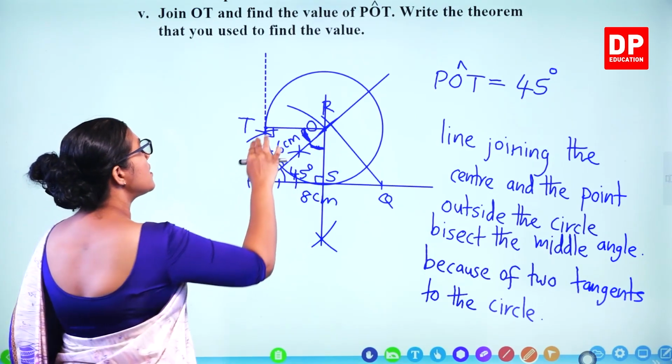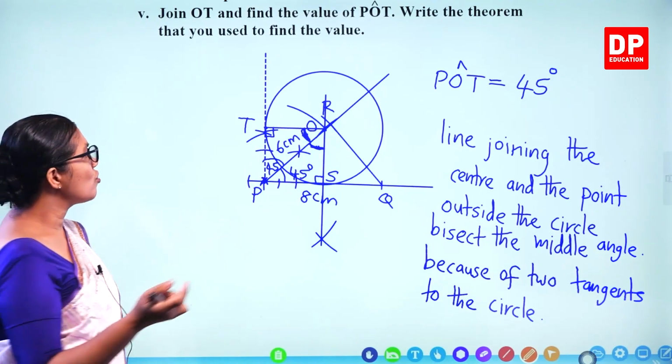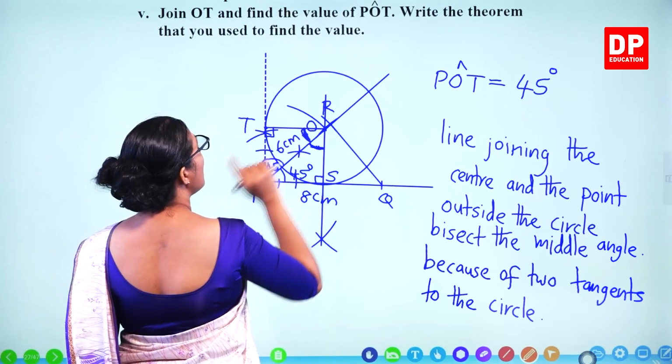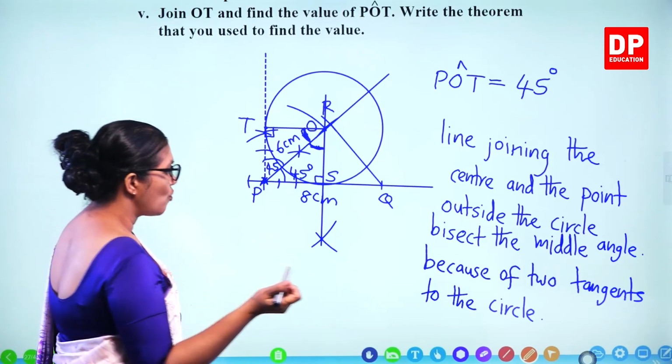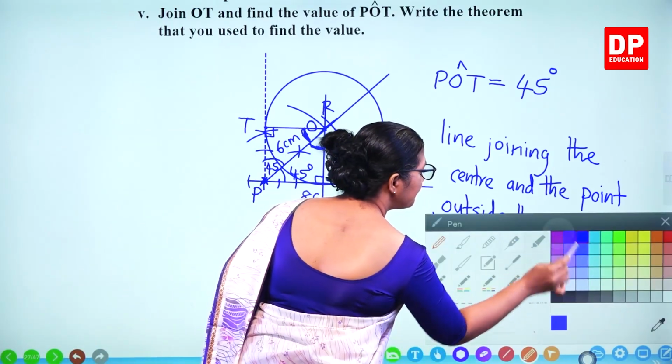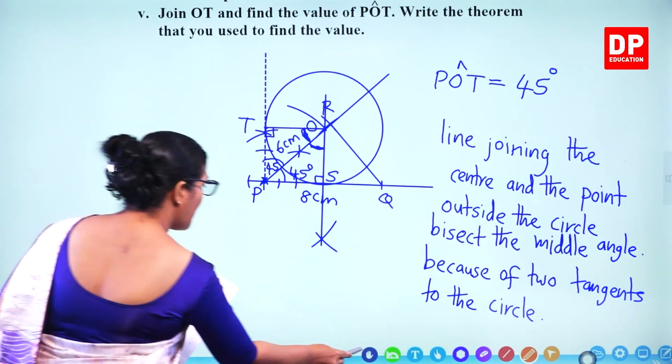Or you can write the radius is perpendicular to the tangent. So this is 90 degrees, so 45. So easily you can write this is also 45. So how many marks for that? We did all parts, so we'll see how many marks.